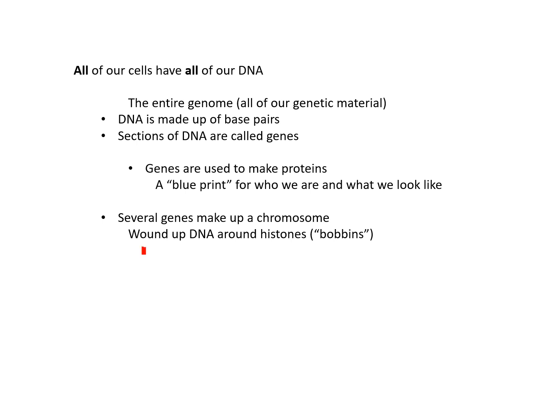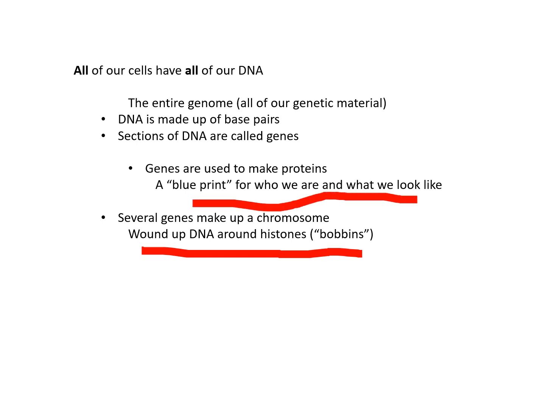Well, here's that bobbins. Wound up DNA around histones is also called a bobbin. That's more FYI. We already know that the genes that are used to make proteins are the blueprint for who we are and what we look like. We talked about that with our genetics and Punnett squares and all that.